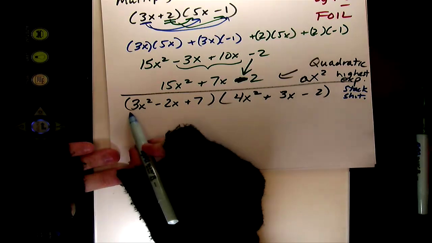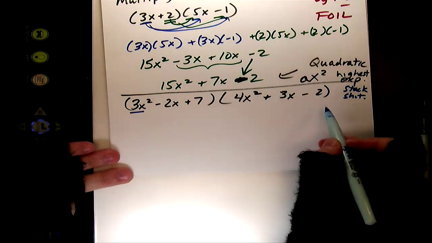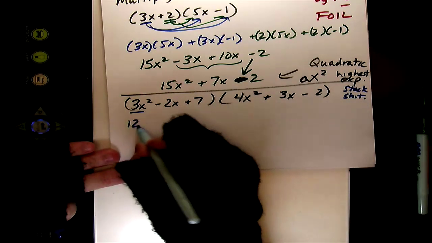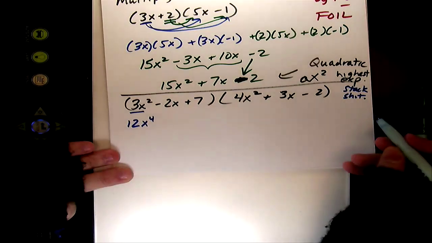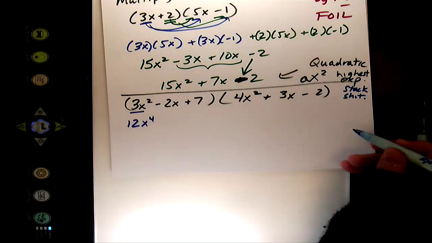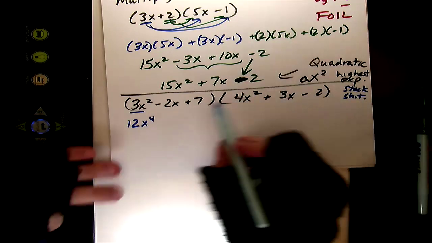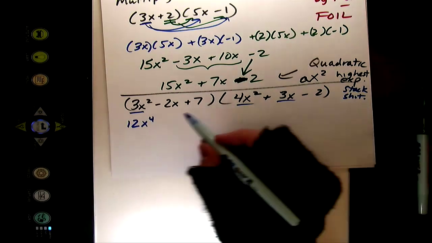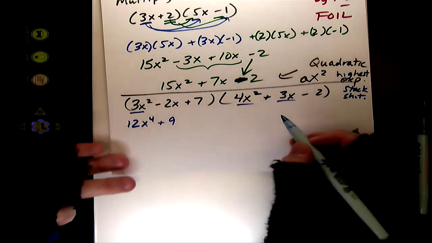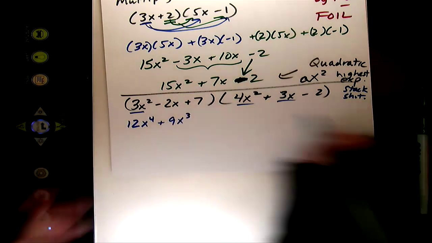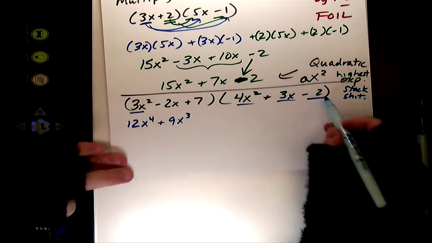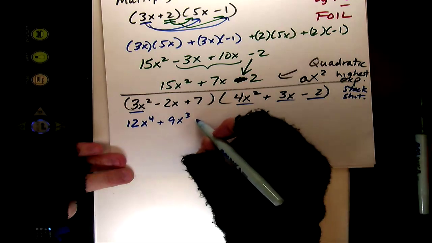So I'm going to do the 3x squared first times all of them. 3x squared times 4x squared: 3 times 4 is 12, and x squared times x squared is x to the 4th. And then I've got to hit the next one. 3x squared times 3x: 3 times 3 is 9, and x squared times x is x cubed. And finally, 3x squared times -2 is -6x squared.